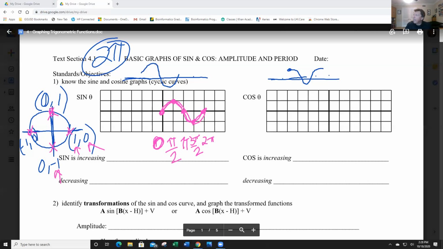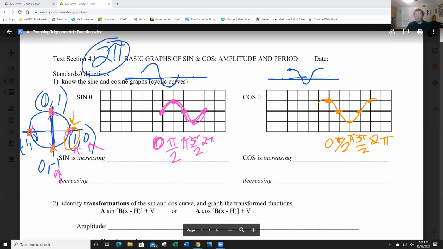For cosine, and again, I will change colors here, cosine starts at its maximum at 1. Again, at 0, cosine is 1, okay? Then at pi over 2, cosine is 0, which is its middle value. Then at pi itself over here, cosine is at its minimum, which is -1. Then at 3 pi over 2, which is 270 degrees, it goes back to 0, and then it goes back to 1 at 2 pi.